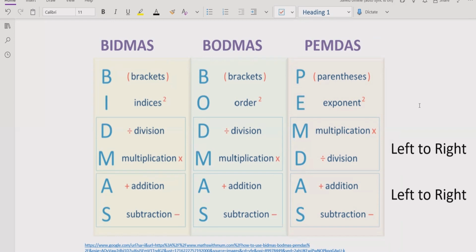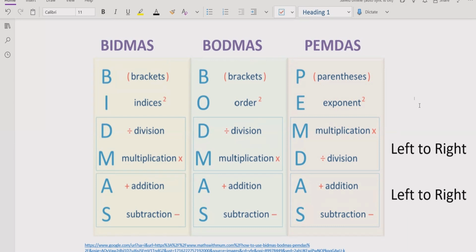B is the bracket. It means that if your expression has any bracket or parenthesis, you have to solve that part first. After that, you have to solve the exponent or power. If any number has a power, you solve that part after the bracket. After that, you have to solve division or multiplication, whether you are using BODMAS, BEDMAS, or PEMDAS. You have to go left to right.